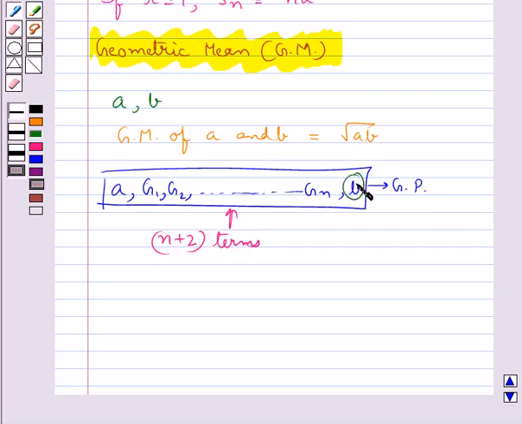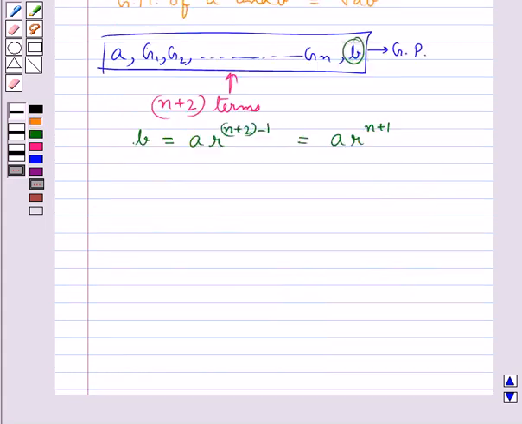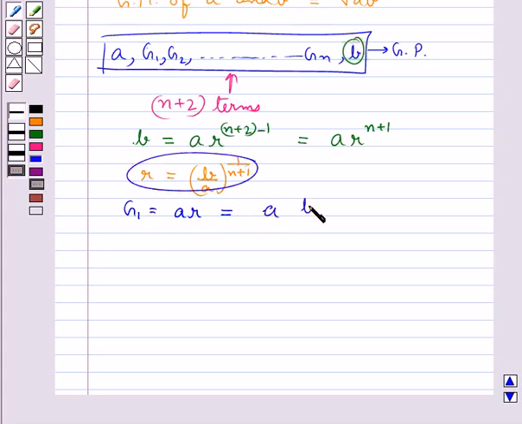Now here the last number of the GP B is equal to A into R to the power n, where n is the total number of terms. In this case it would be n plus 2 minus 1, which becomes equal to A into R to the power n plus 1. This gives us R equal to B upon A to the power 1 upon n plus 1. Now G1 would be equal to A into R. On substituting the value of this R, we get G1 is equal to A into B upon A to the power 1 upon n plus 1.